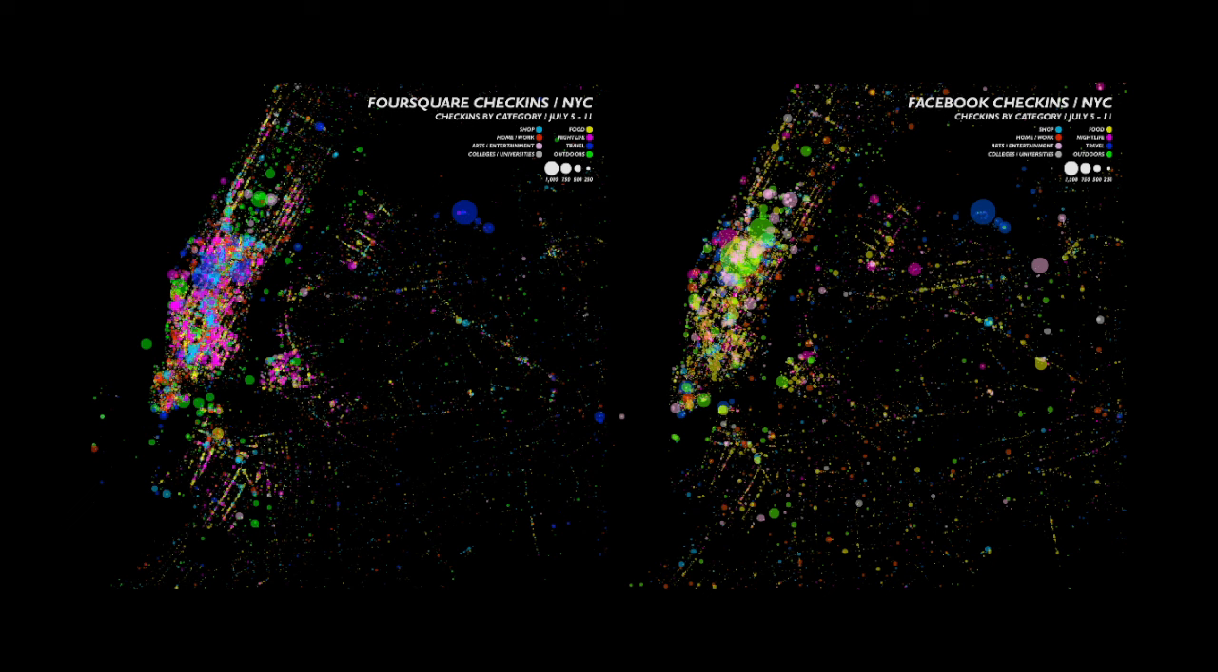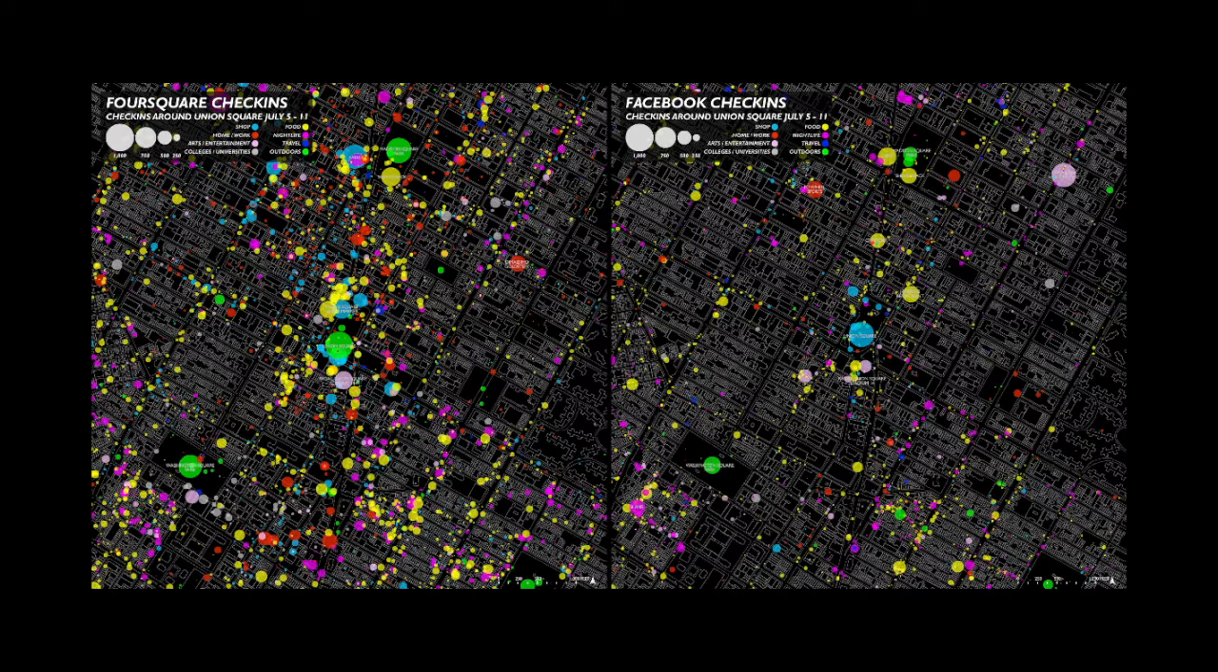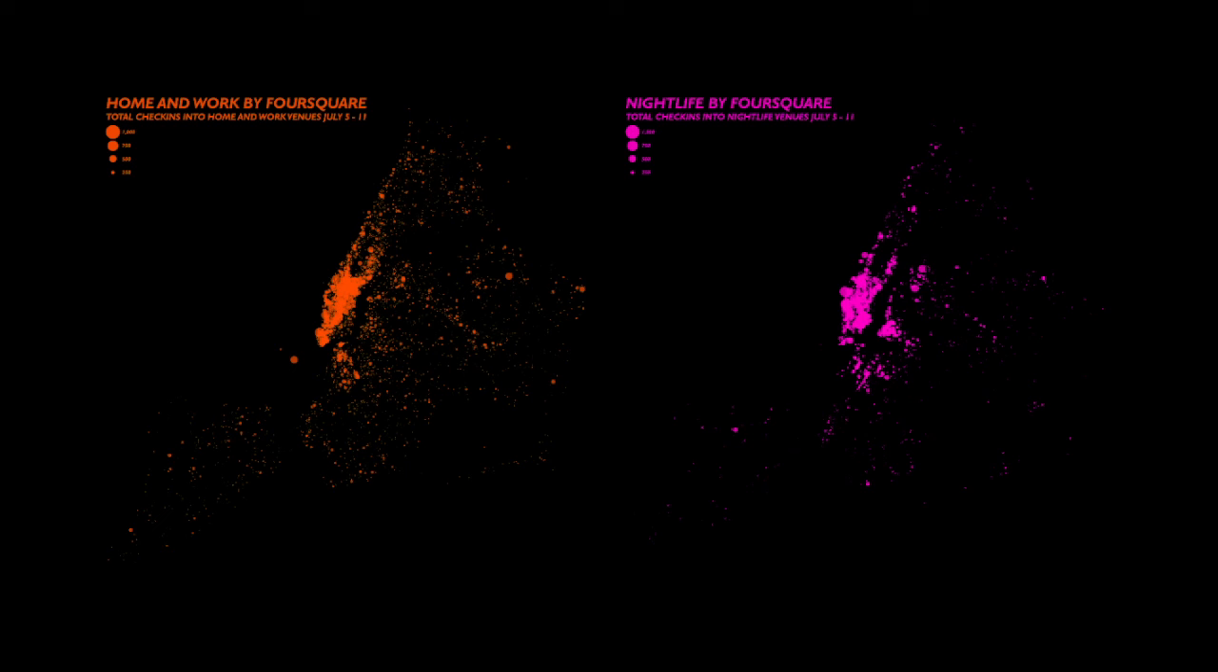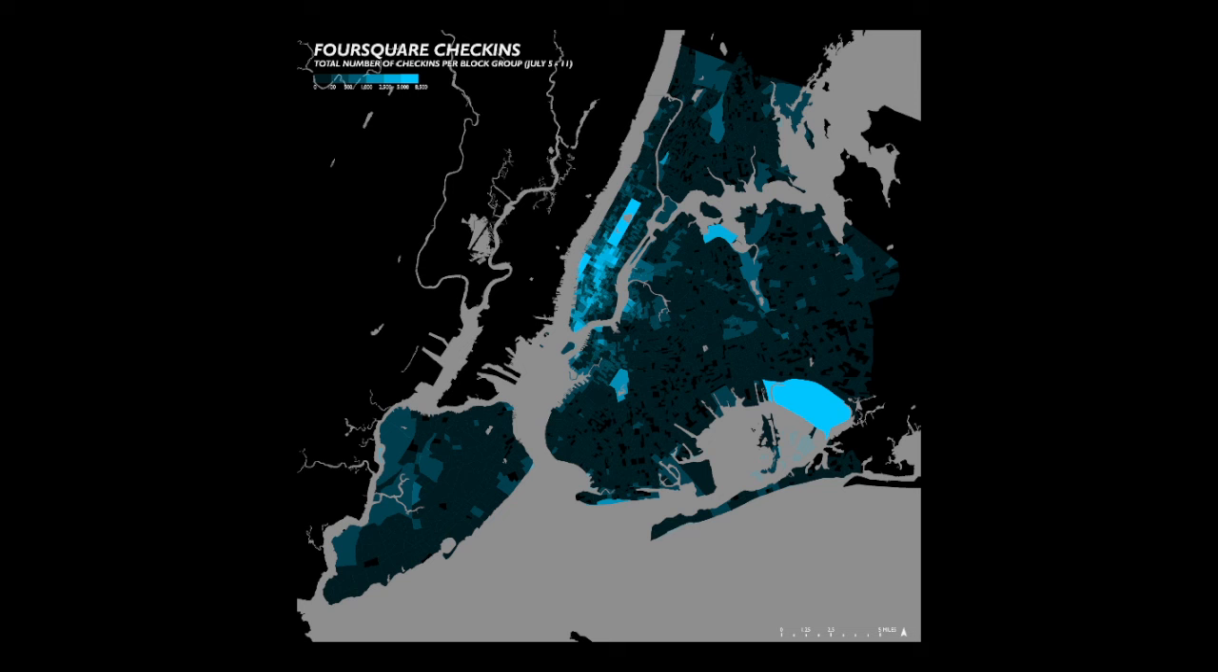This is the check-ins by category. So blue is shopping, yellow is food, the purple is nightlife. So you can actually see the distribution of the different categories around the city. And this is how it looks at the level of Union Square again. So you can see that there are a lot of venues and there's a fair amount of activity. Then we proceeded to explode the data and separate each category and create individual maps of the city based on categories. Home and work is on the left and nightlife is on the right. And this is just check-ins by block group.